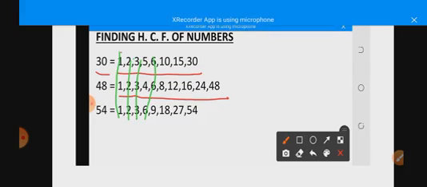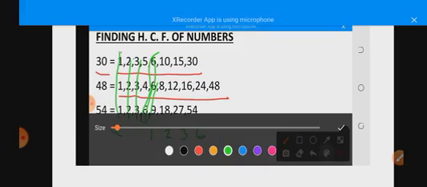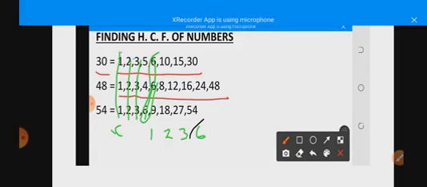Now, if you look closely, you will see that 6 here is the greatest of them all. So you write the common factors. The common factors of 30, 48, and 54 are 1, 2, 3, and 6. Among these, the greatest of them, which is called the highest common factor, is actually 6. So 6 is the highest common factor.